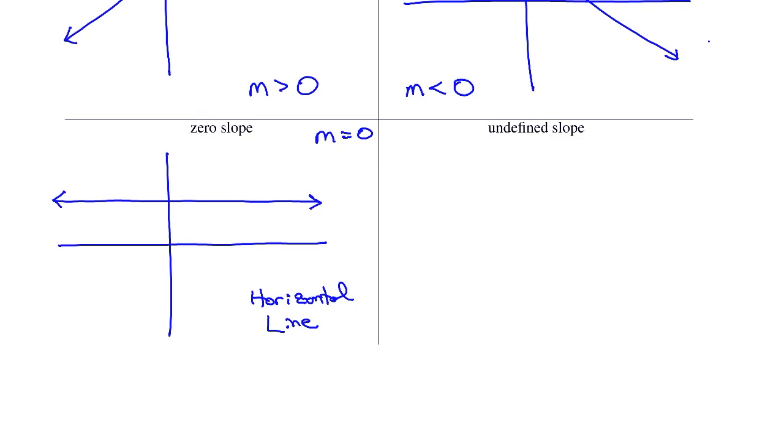Finally, a line with undefined slope is a vertical line.